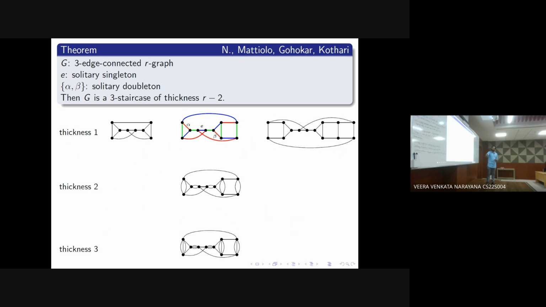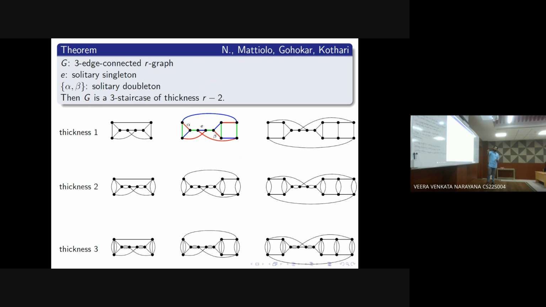In this way, if any 3-edge connected R graph has a solitary singleton as well as a solitary doubleton, then those graphs will look like this. These are like 3 staircases of thickness R minus 2. And R is our R graph.